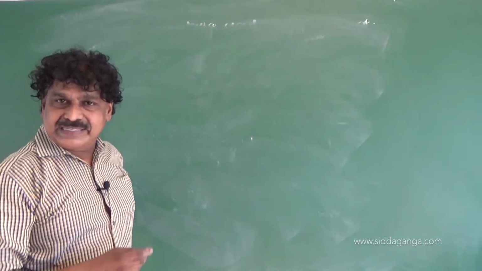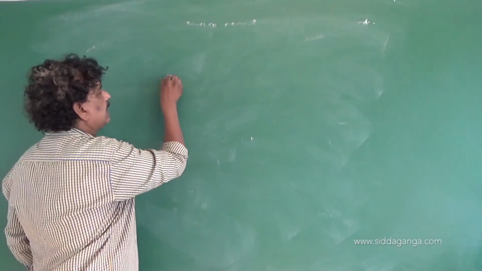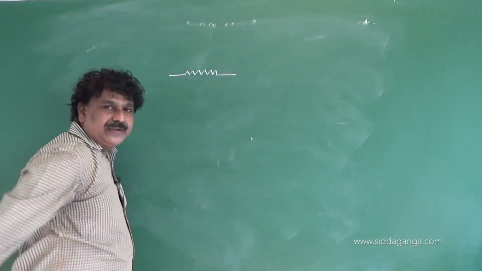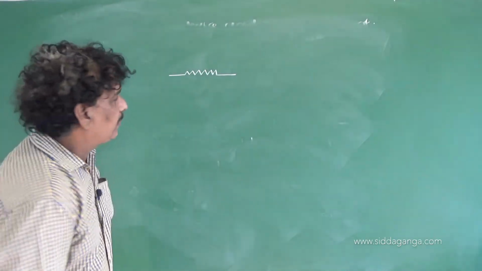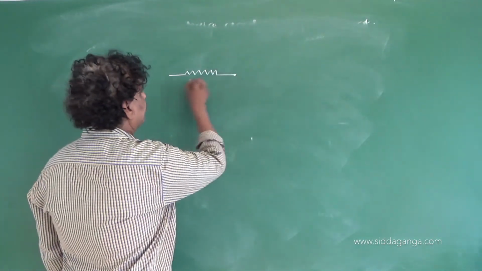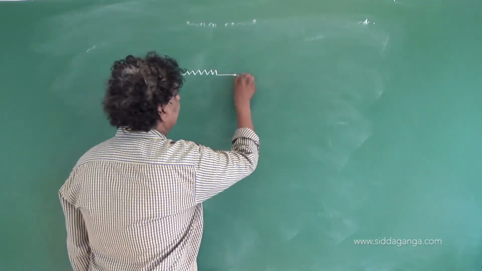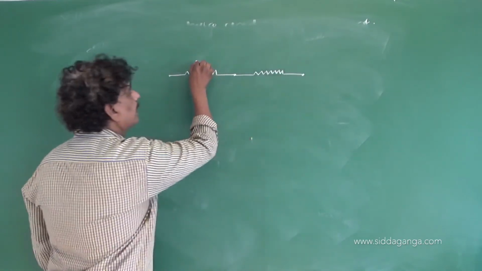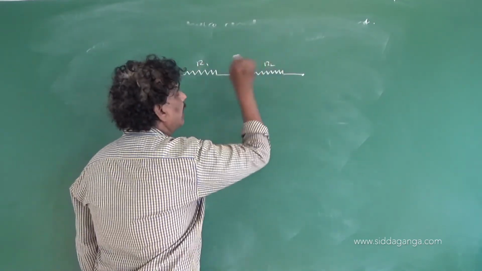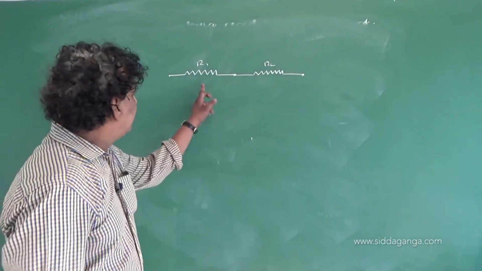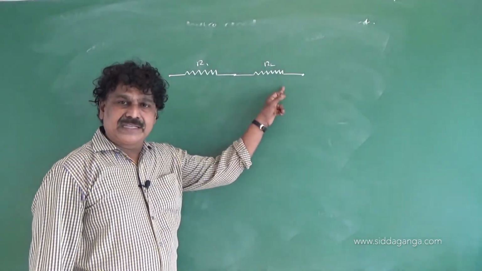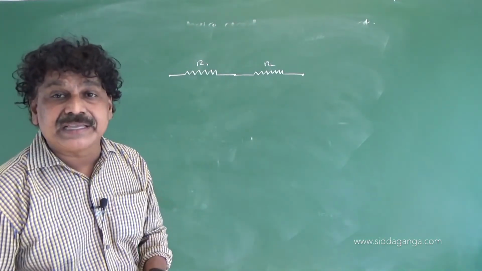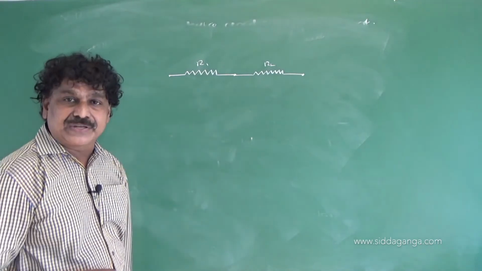Now we see that when we are having two resistors, R1 and R2, if they are connected like this, end to end, R1 and R2. Just imagine an ammeter and resistance. These resistors are said to be connected in series. They are end to end connection.